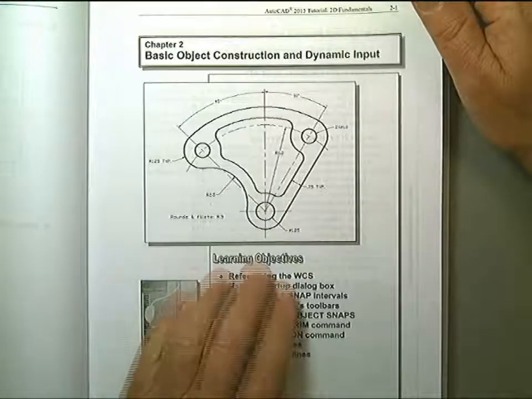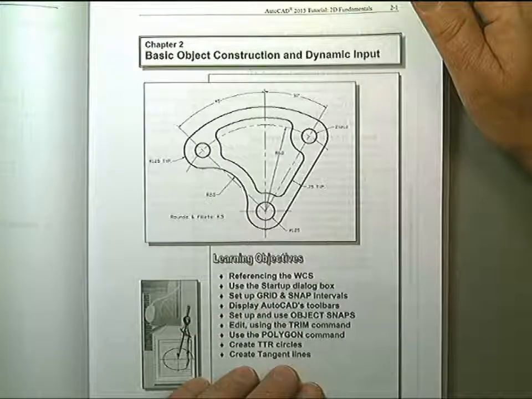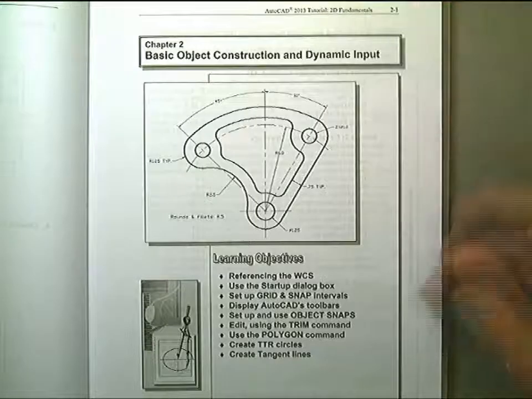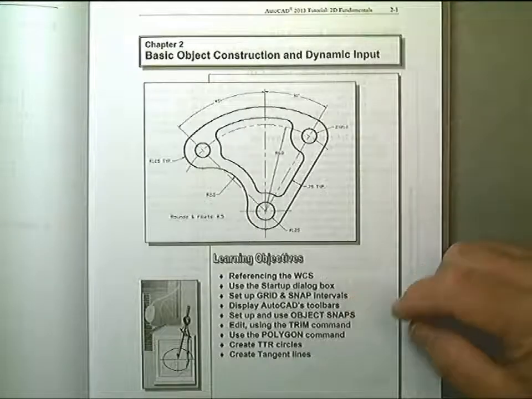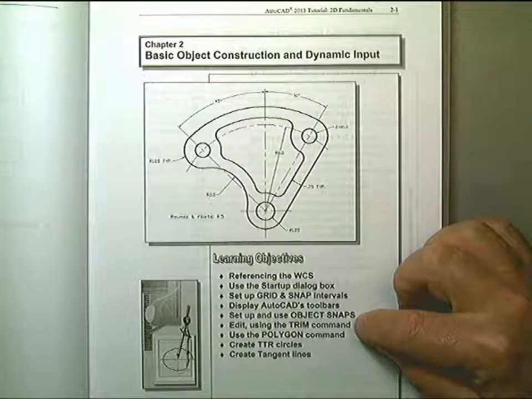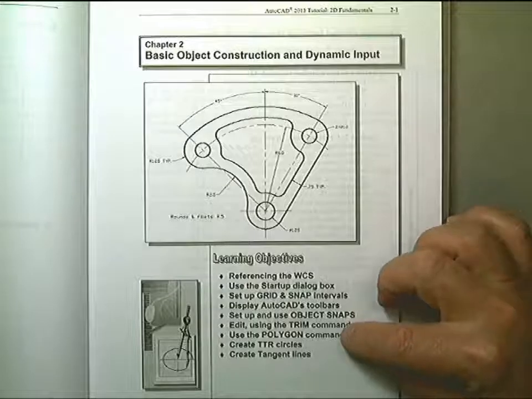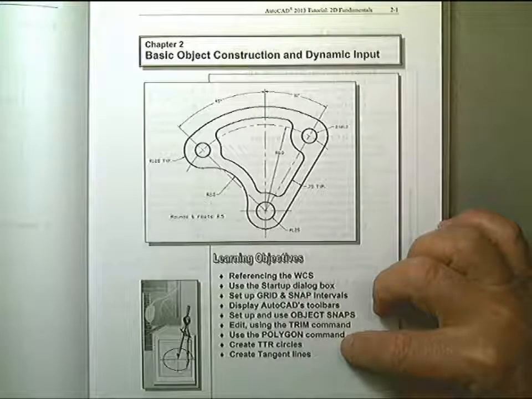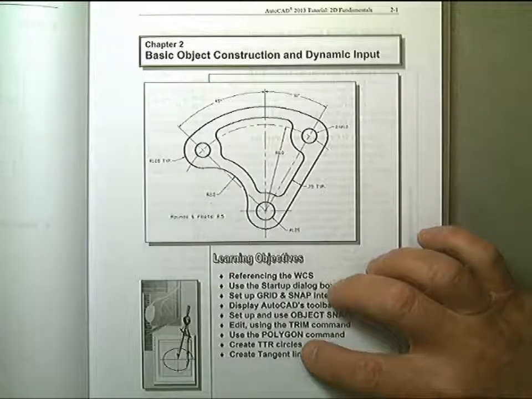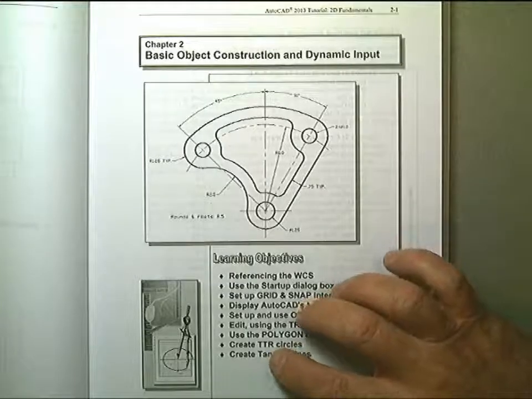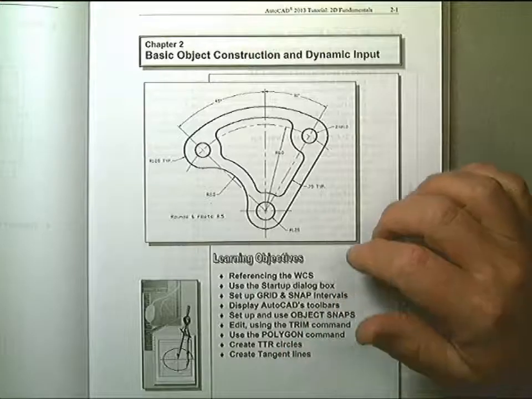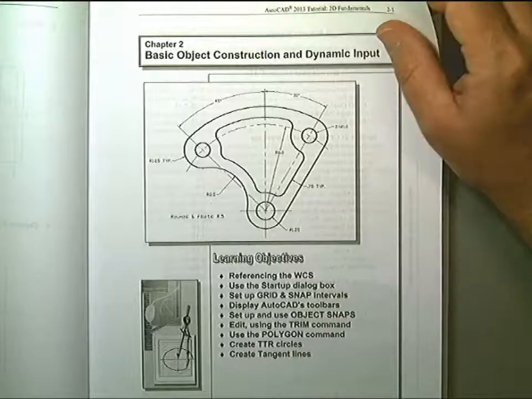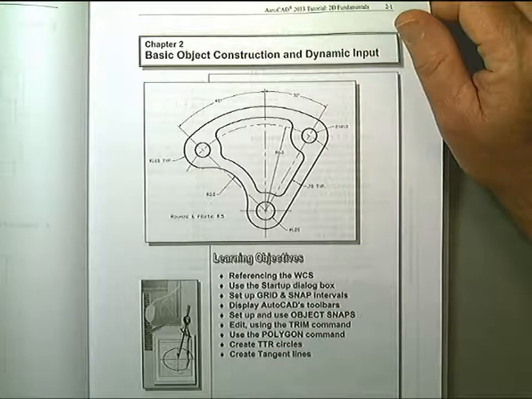The objectives are shown to you here that you're going to be learning, so we're taking little baby steps along the way, learning grid and snap, how to work initially with object snaps, basic ways, and how to trim, how to create various polygons, how to create circles using tangent, tangent, radius, and how to create tangent lines to two circles.